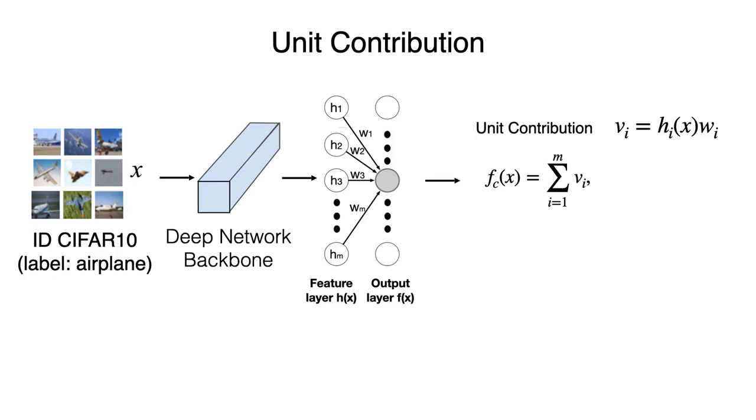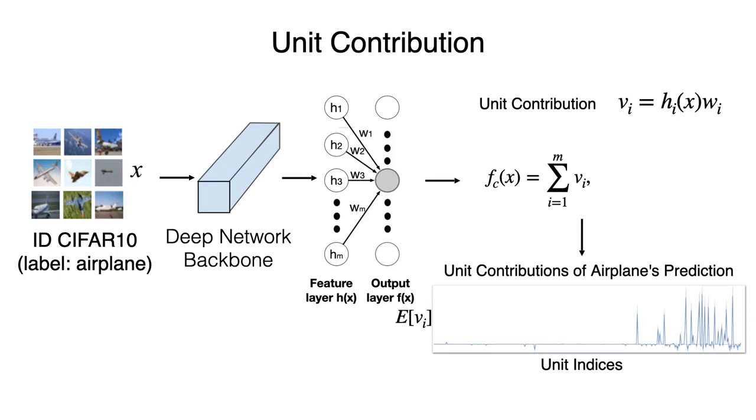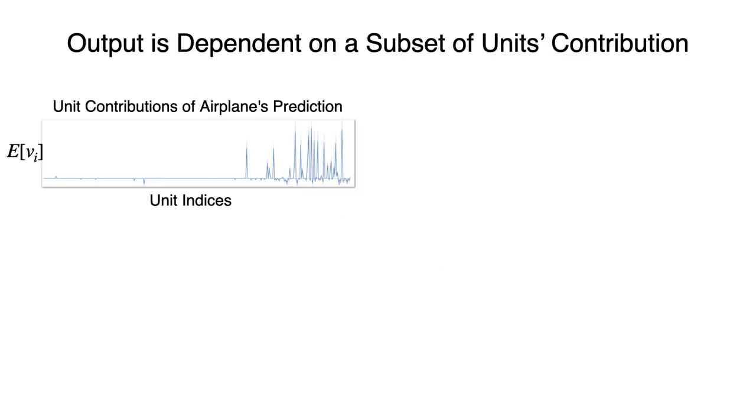Now once we have the definition of the unit contribution, we can look at on average how each unit responds to the in-distribution data. So in the plot, the x-axis are the unit indices. On the y-axis, we show the average of the unit contribution, averaged across many in-distribution samples. The higher the y-axis is, the more relevant this unit is for this particular class. Actually, from the plot of unit contribution over all unit indices, we can clearly see that there are just a few units with substantial contributions to the prediction of the label airplane.